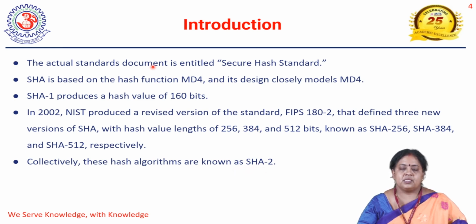Actually, this SHA algorithm was published in 1993 and is referred to as SHA-0. In 1995, SHA-0 was revised and referred to as SHA-1, which produces a hash value of 160 bits. Later in 2002, it was revised again, and it has three versions. One is SHA-256, which produces an output of 256 bits, another produces 384 bits, and another produces 512 bits, and these three versions are collectively called SHA-2.